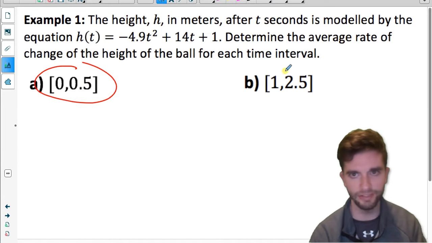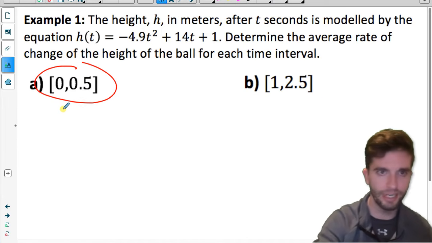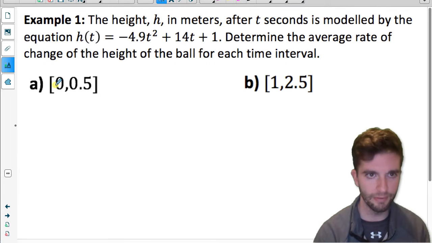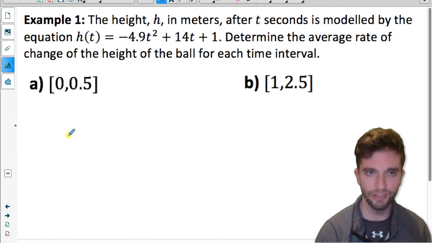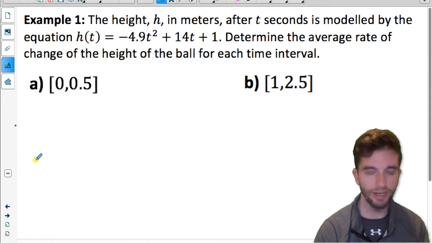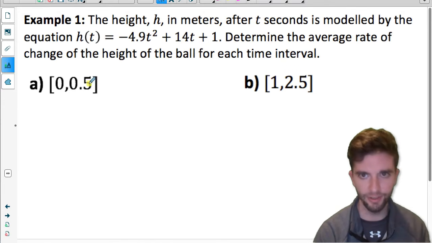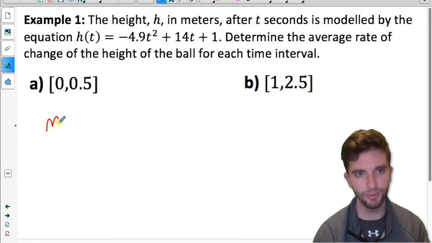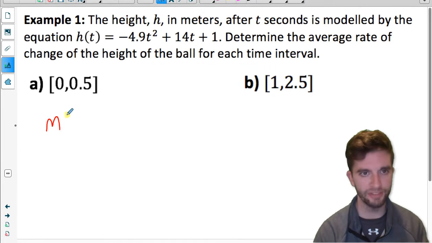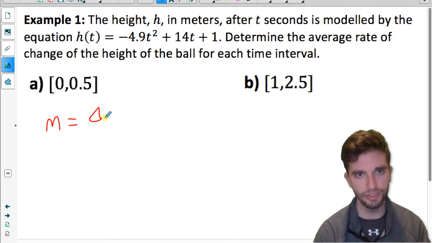So these are time intervals. These are not points, they're time intervals. This means from a time of 0 to a time of 0.5. We need to figure out what's the average rate of change of the height over that time interval. And then same thing here, what's the average rate of change of the height over this time interval? So for both of these questions, we're looking to find the average rate of change. I'll represent that with m, which would be equal to the change in height over change in time.